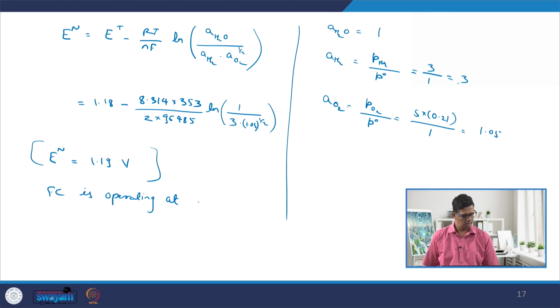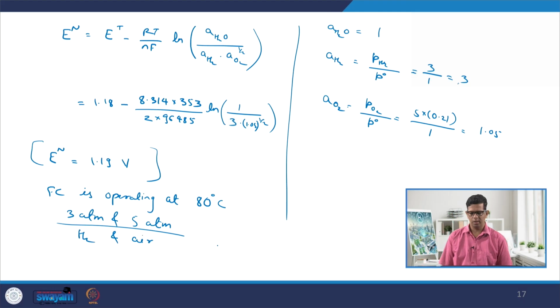This is if the fuel cell is operating at 80 degrees, the pressures are 3 atmospheres and 5 atmospheres, and you have supplied hydrogen and air. If you supply pure oxygen, the pressure will be the absolute pressure at which the oxygen is supplied. In that case we need not take into account the partial pressure of oxygen, as it will be 1. If we supply oxygen at 5 atmospheres, then the activity of oxygen will be 5.